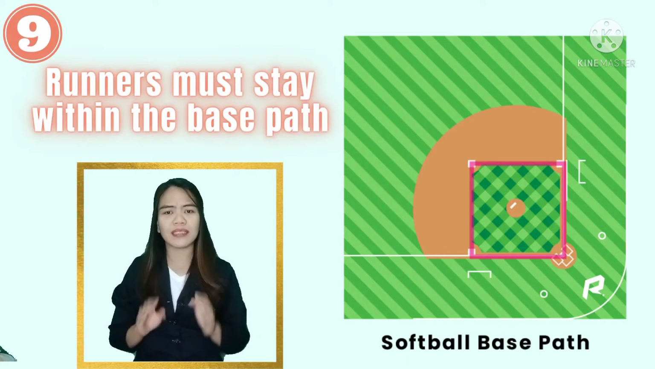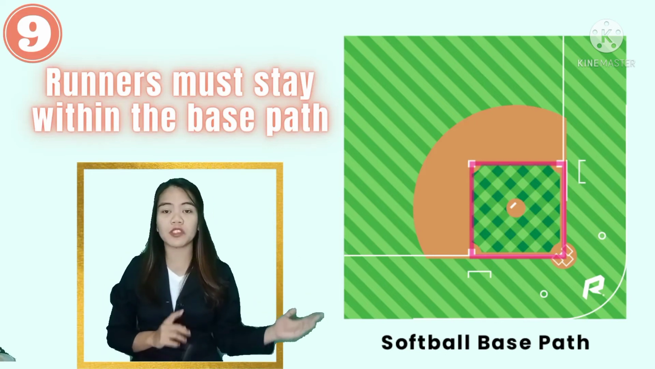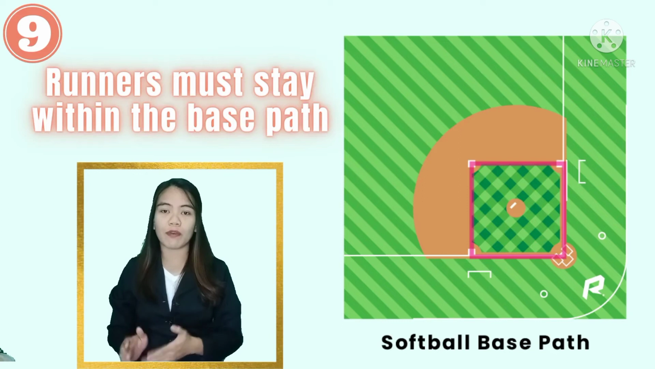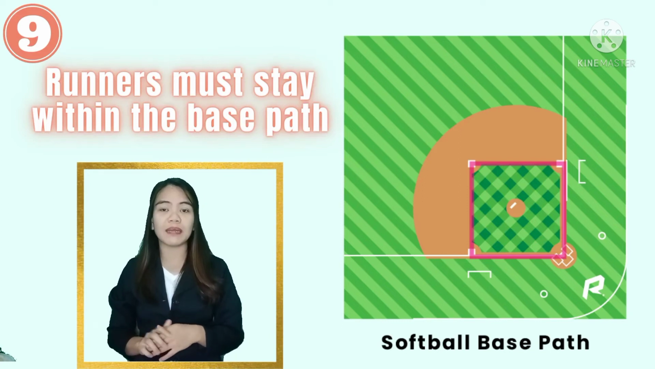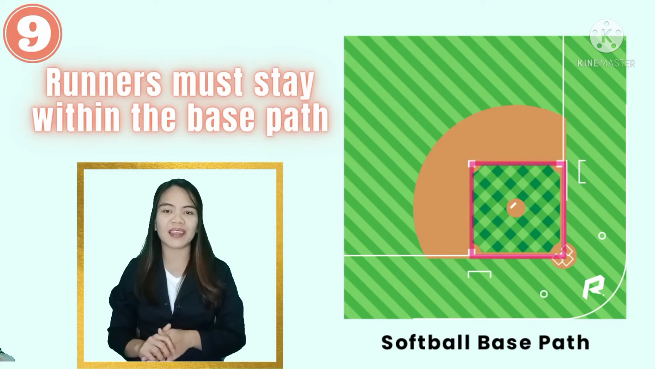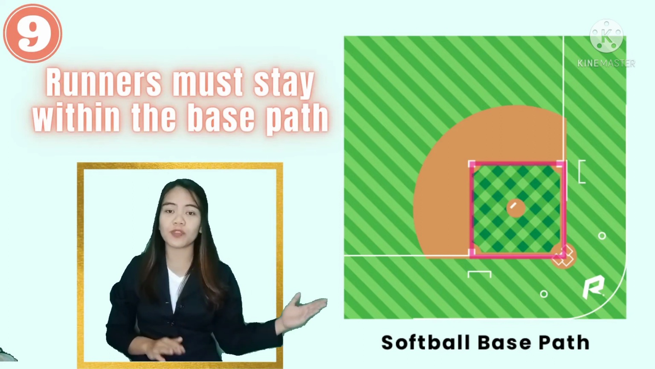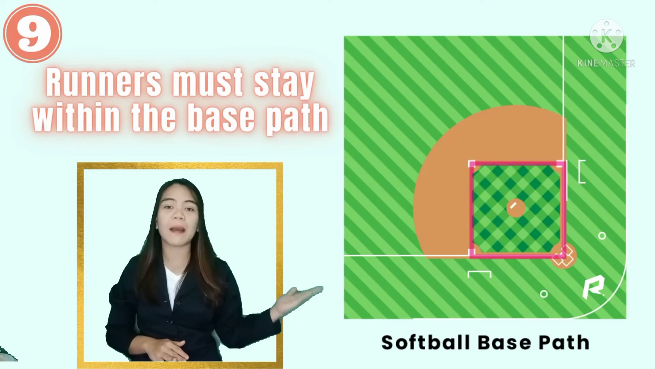As you can see in the image, this gives players some space to avoid potential tags by fielding players while still containing them within the base path. The base path is not a set line and is created by the runner once they begin to run. So again, let me repeat our number 9 rule. Runners must stay within the base path.